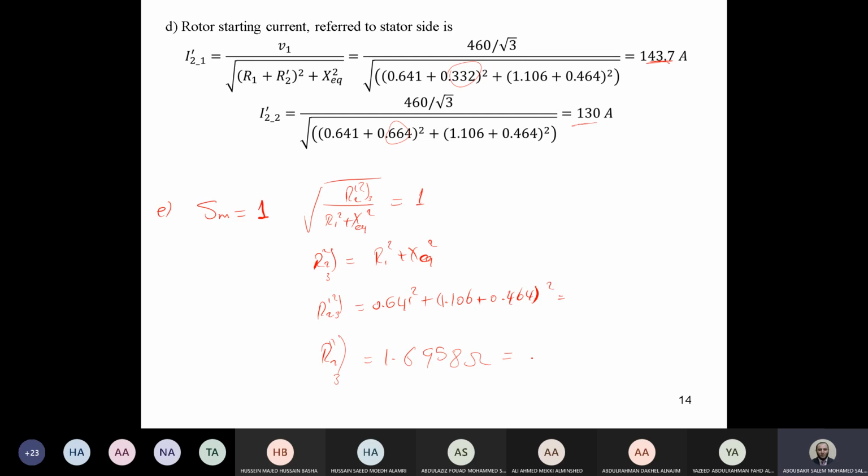It's the rotor resistance and the added resistance. Is it right? So this value equals the rotor resistance plus R added. Rotor resistance, we have it here, it equals 0.332. So we can get the value of R added. R added here equals this value minus 0.332, which is 1.364 approximately.